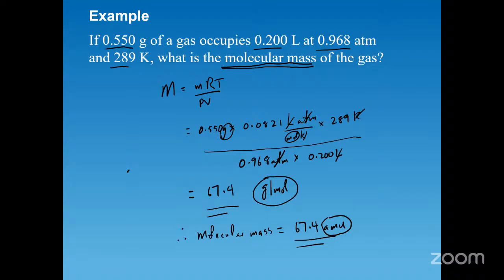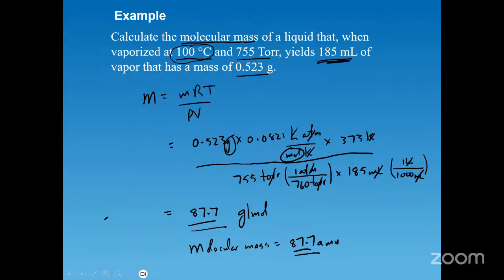Okay, so if there are no questions, let me move on to the next slide. In this case, they're asking for the same thing. The difference is that they're giving you some values in different units from the ones we saw on the previous slide, right? They're asking for the molecular mass of a liquid that, when vaporized at 100 degrees Celsius and 755 torr, yields 185 mL of a vapor that has a mass of 0.523 grams.